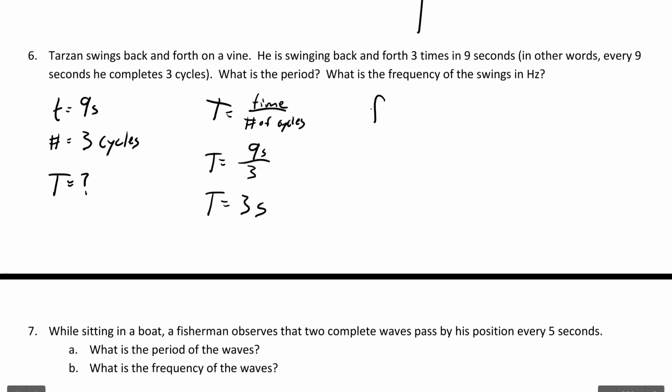And then the frequency is just 1 over the period. You could also do number of cycles per time. You'd get the same answer. So it's the inverse of the period. So this is equal to 0.3 repeating hertz. So if you had only 1 second, you could do 1/3 of a swing.